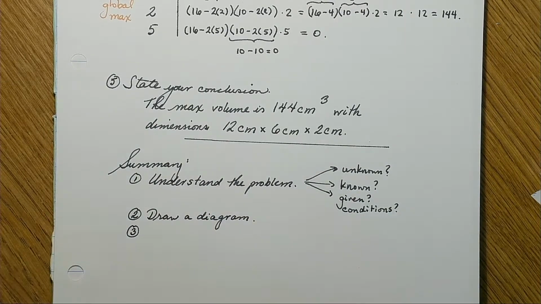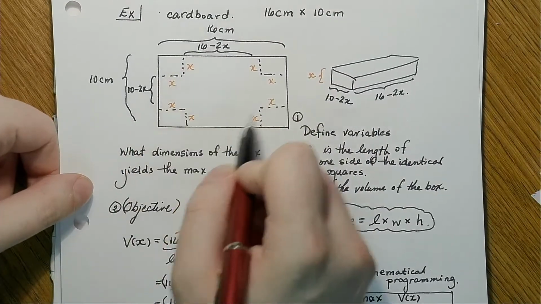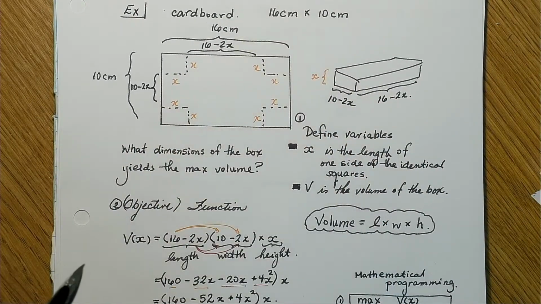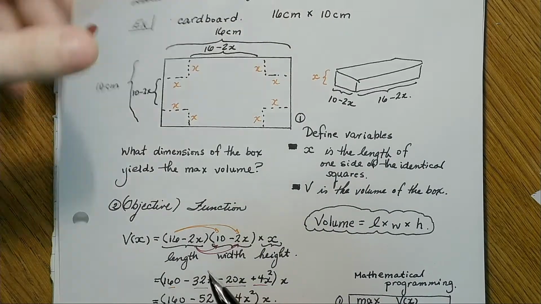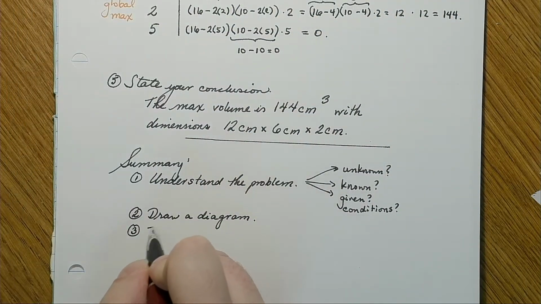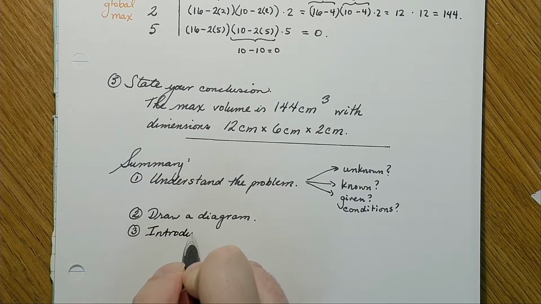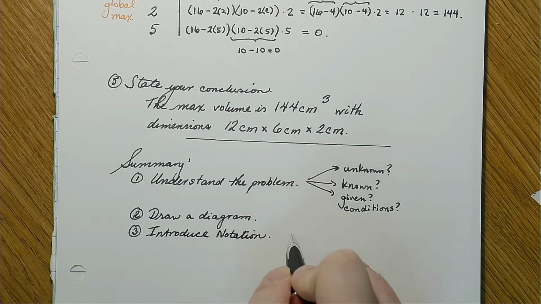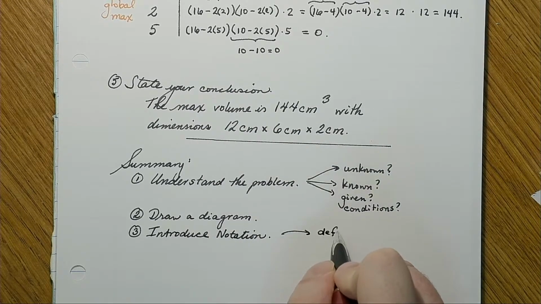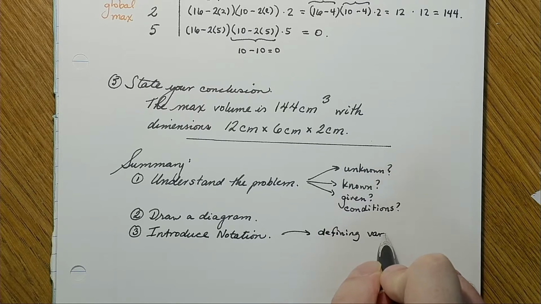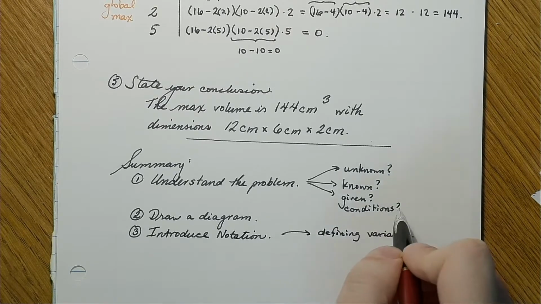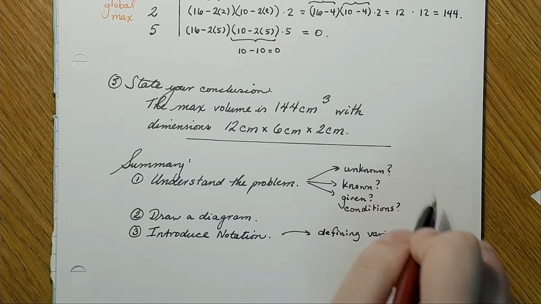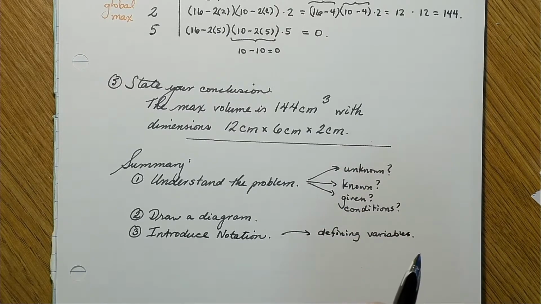Then what I started doing next with this orange bit here, I started introducing some notation. I started defining my variables. You could also be thinking this. I also kind of think of defining variables as part of understanding the problem. These are kind of cyclic. You can kind of go through all these.